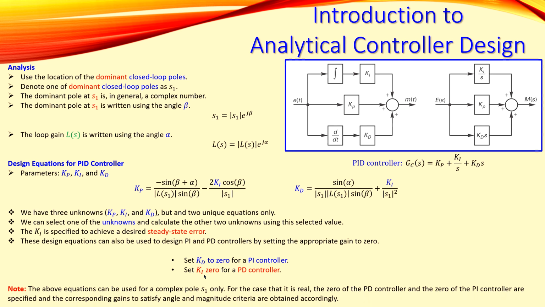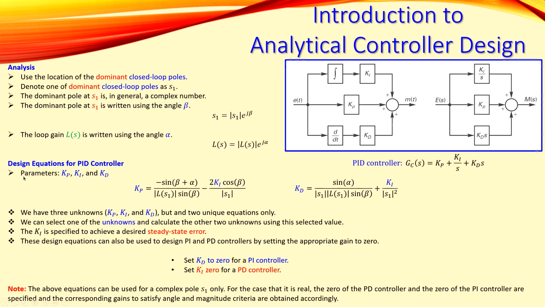This is an important note. The design equations we have discussed can only be used for a pole which is complex, so we need a real part and an imaginary part. Now, for the case that there's only a real part, it's possible: the zero of the PD controller and the zero of the PI controller are specified, and the corresponding gains to satisfy the angle and the magnitude criteria are obtained accordingly. This is a note I just put here. We won't go too much into detail in this part, as S1 is most of the time just a complex number with a real part and an imaginary part.